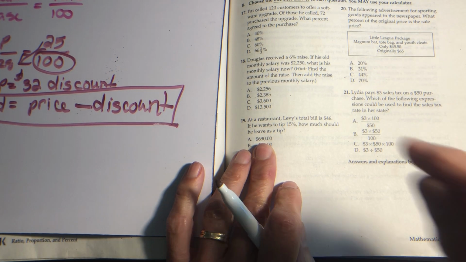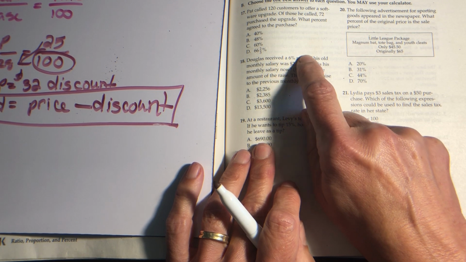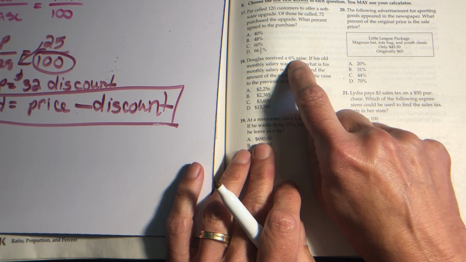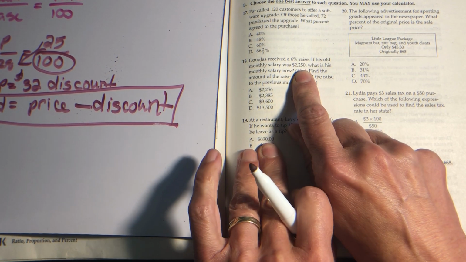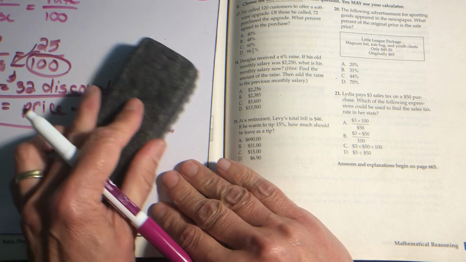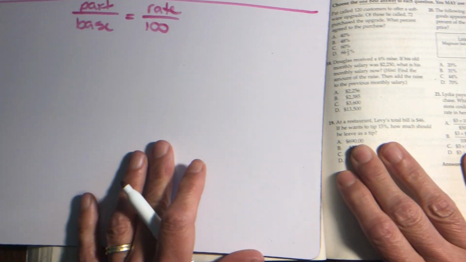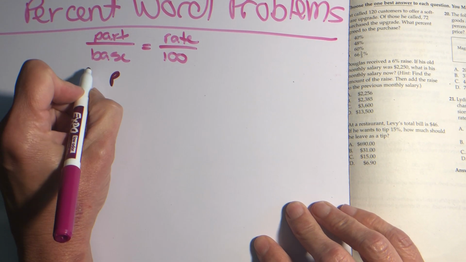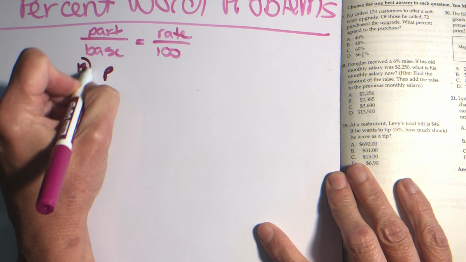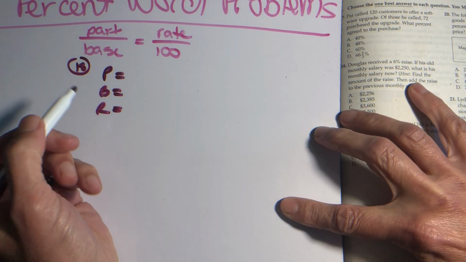So think about this. If this is what you made per month before you got a raise, then you get a raise. So you get a raise, that's a portion of what you used to make, and it gets added back to your original amount. So this is a two-step percent problem. These are extremely common. So we take our problem and our paper, and don't skip any steps. Go ahead, PBR, label what you know.